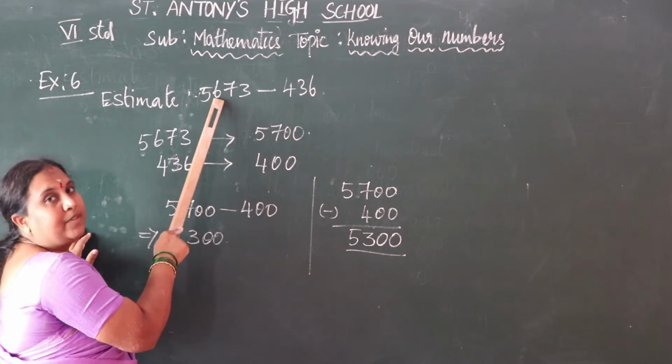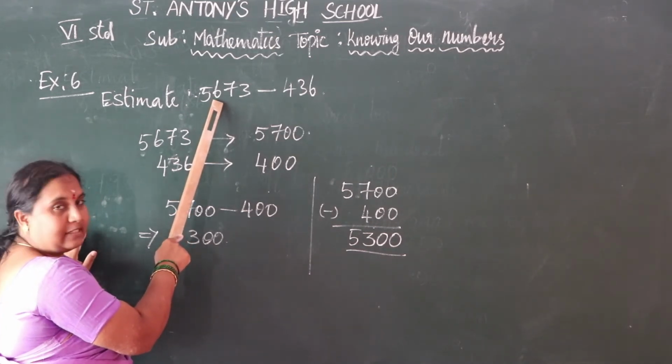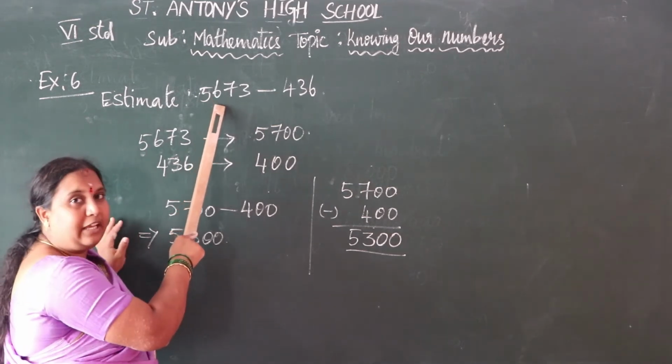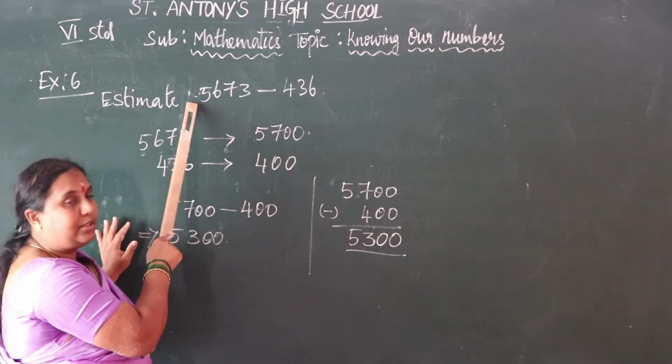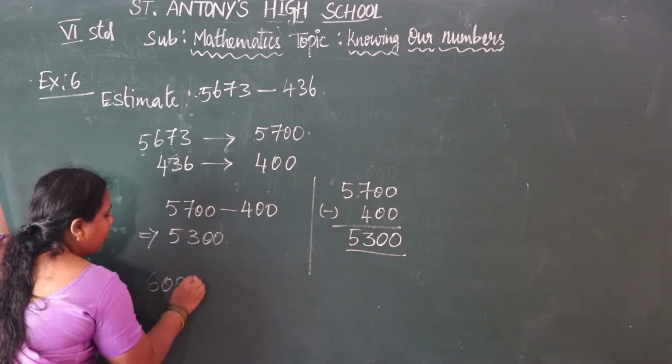We are considering the hundreds place. In the hundreds place we have 6. So if it is 6, it is rounded off to 0 and we add 1 to the thousands place. So the number becomes 6000.